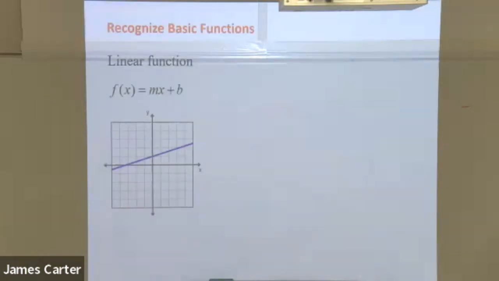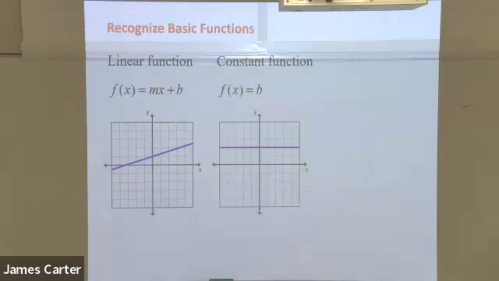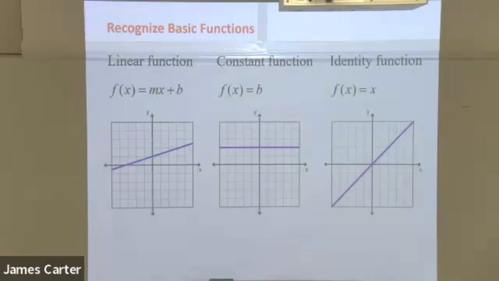Here's just a line. There's just a horizontal line. This means y equals x, right? This means y equals mx plus b.